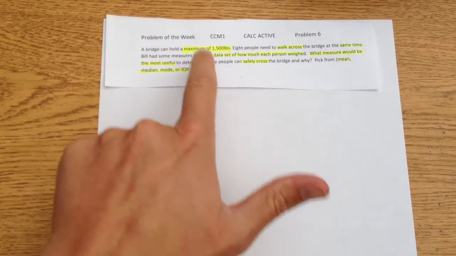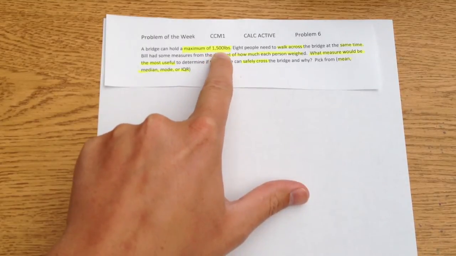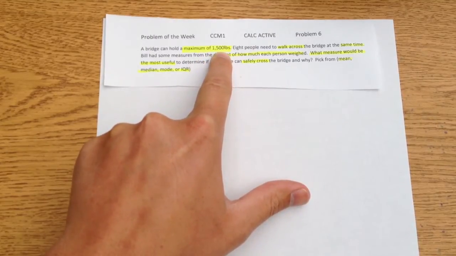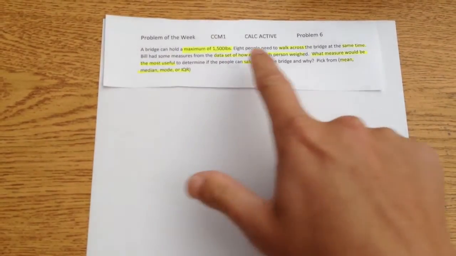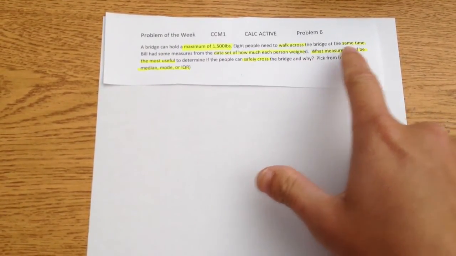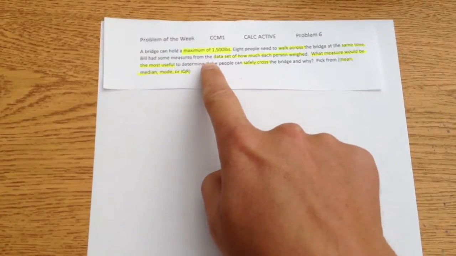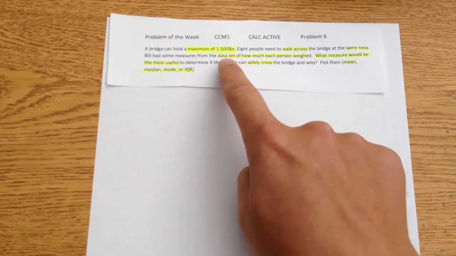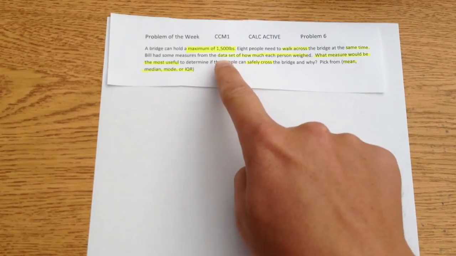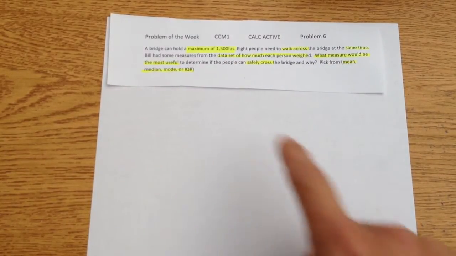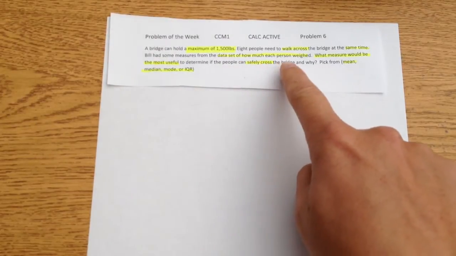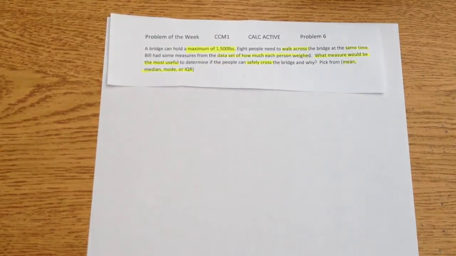So we have a bridge that can hold a maximum of 1,500 pounds. So anything over that, the bridge is going to break, right? So 8 people need to walk across the bridge at the same time. Bill has some measurements from the data set, so he doesn't know how much each person weighs, but he has measurements from it. And it wants to know which measurement would be the most useful to get the people to walk safely across, so without exceeding that amount, okay?